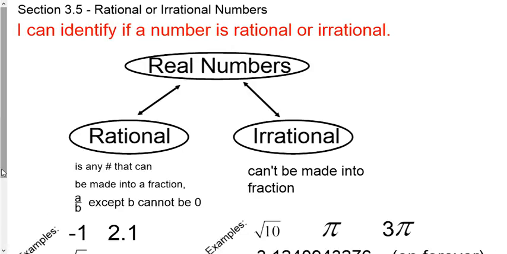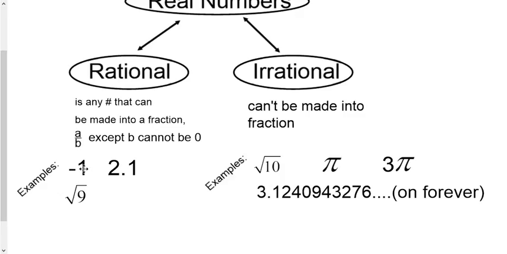Here's some examples that way you can take a look at them. For rational numbers, -1 can be made into a fraction. 2.1 can be made into a fraction. The square root of 9 is 3, or -3, and both of those can be made into a fraction. So these are all rational numbers. Over here, basically we have an imperfect square root, which means that the decimal goes on forever without a pattern, and we can't turn those into a fraction. We have pi, another number that goes on forever without a pattern. So again, that is irrational because we can't make that into a fraction.